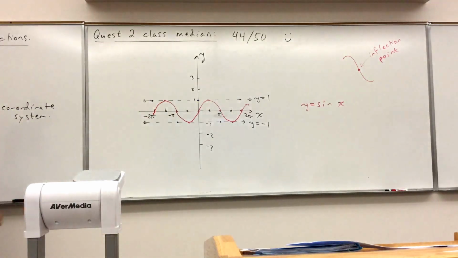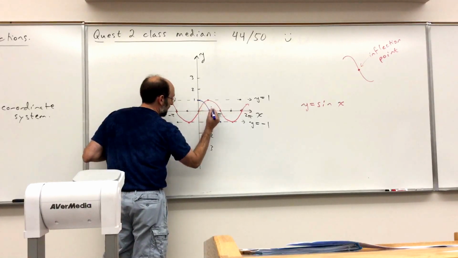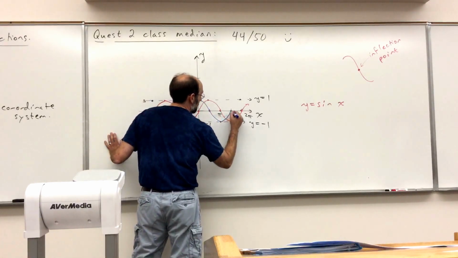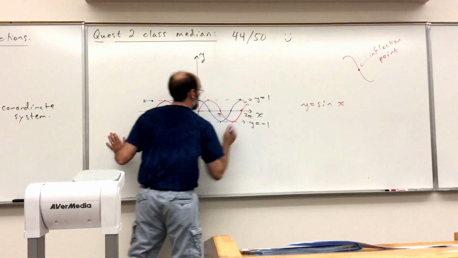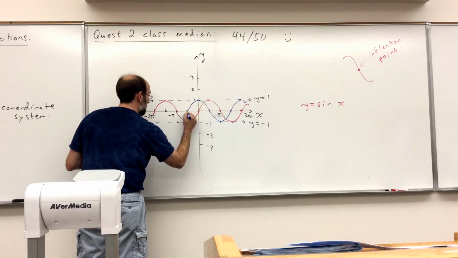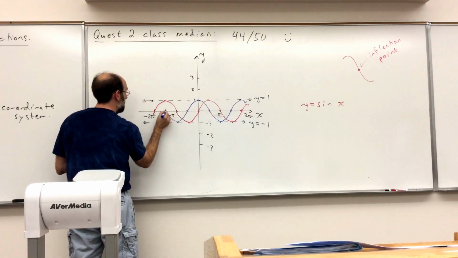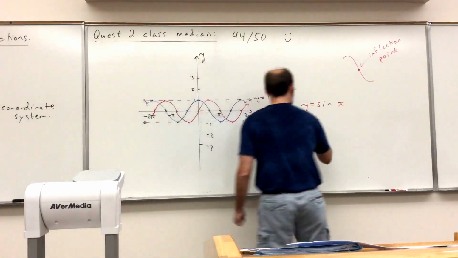So then I'm going to connect those points with smooth curves. So maximum, inflection point, minimum, inflection point, maximum, and so on. Inflection point, minimum, inflection point, maximum. Okay, so we have y equals cosine of x.